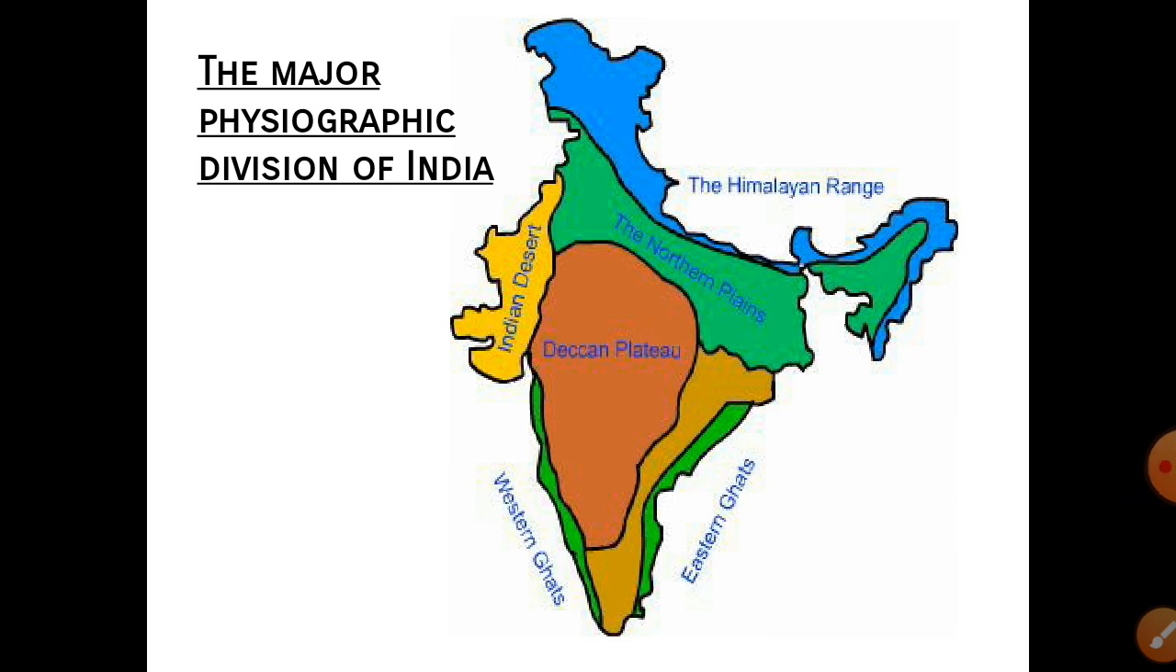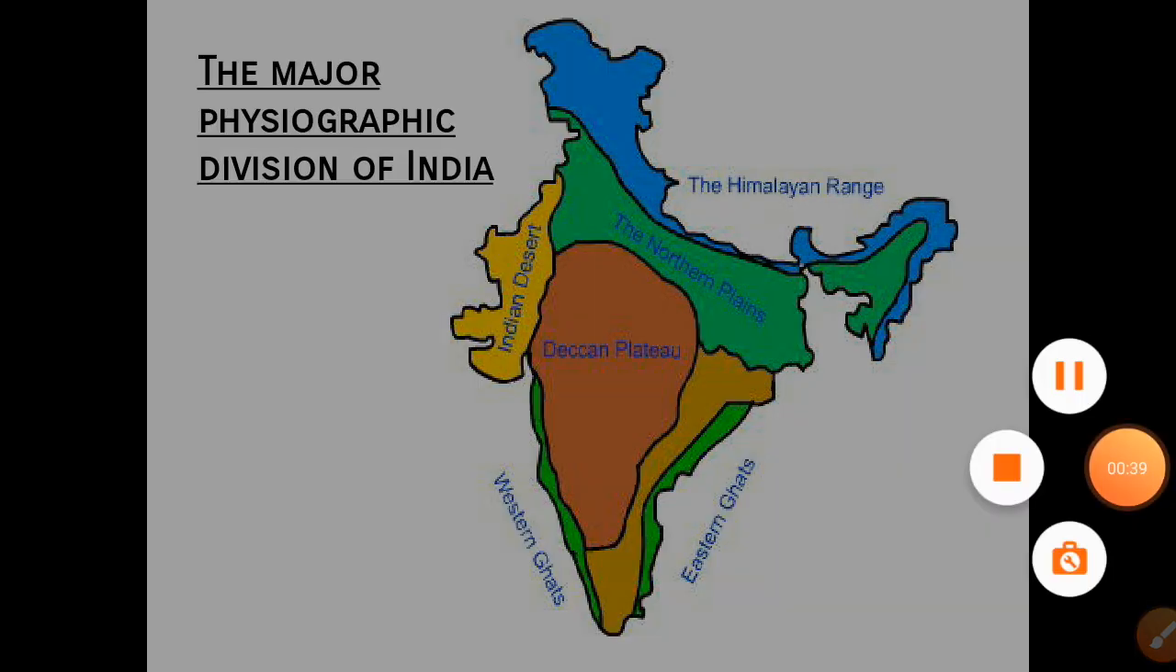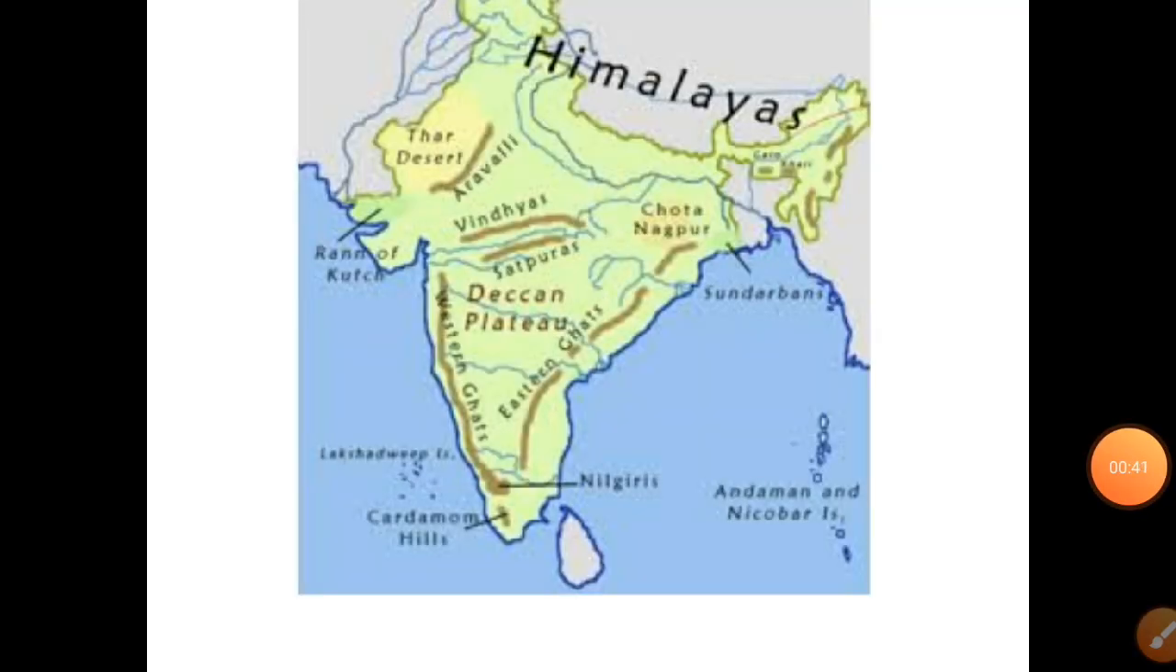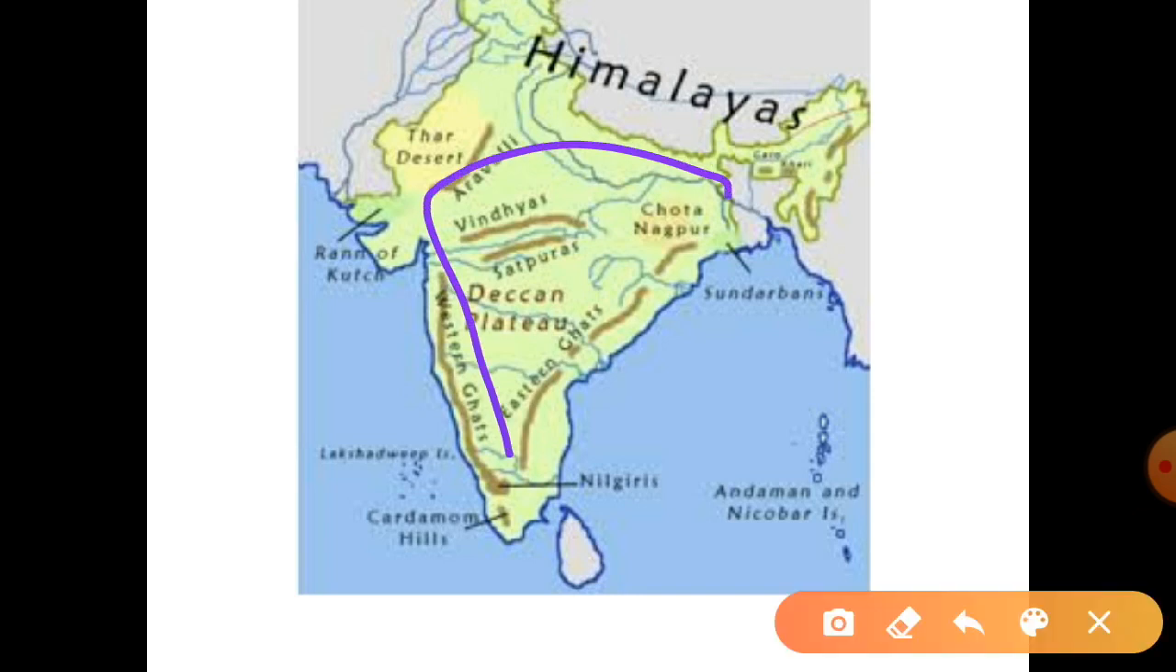In the topic Major Physiographic Divisions of India, we learnt the Himalayas, the Great Northern Plains, the Peninsular Plateau, the Indian Desert. See this map to recall the points. This is the actual location of Peninsular Plateau.